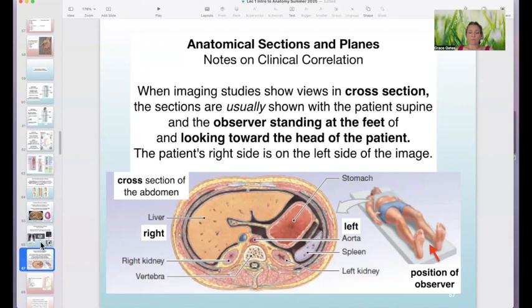All right, and here's a note on clinical correlations, in which there are cross-sectional cuts of a body, for example. This might be a CT scan or an MRI. When the imaging study shows the views in cross sections, the sections are usually shown with the patient supine, so laying on their back, they could be holding bowls of soup, and the observer standing at the feet of the patient and looking towards the head of the patient. Therefore, the patient's right side is on the left side of the image that the observer is looking at.